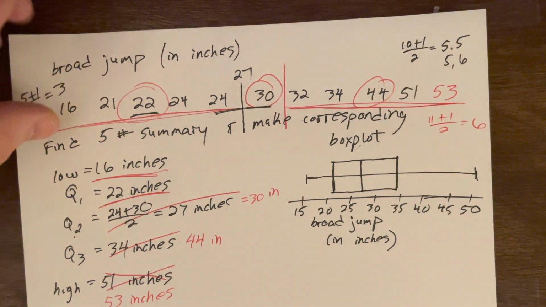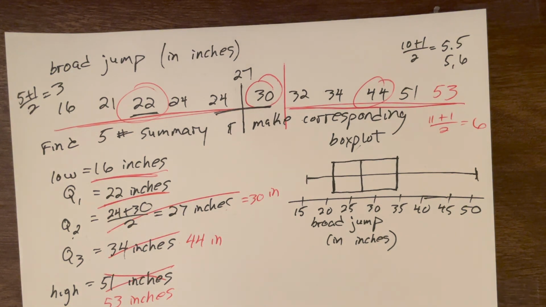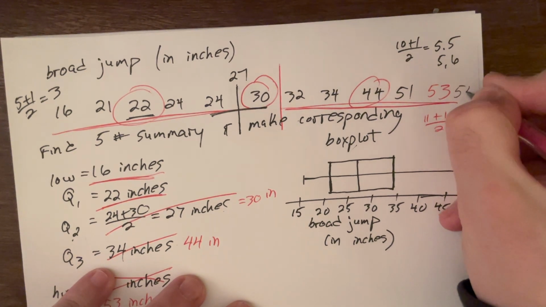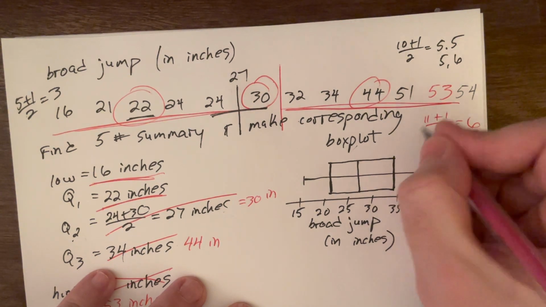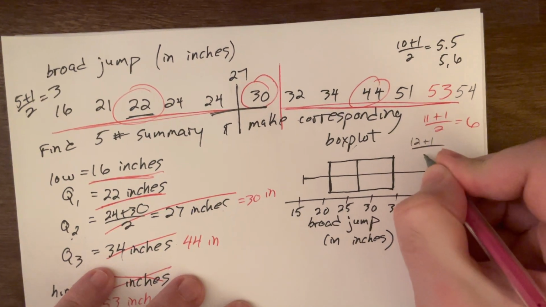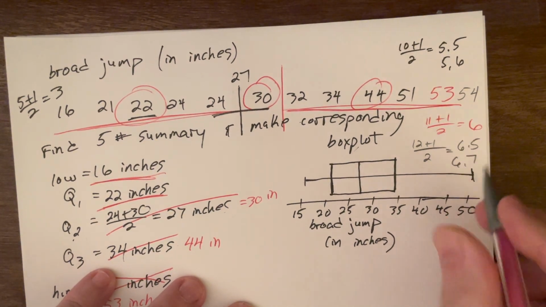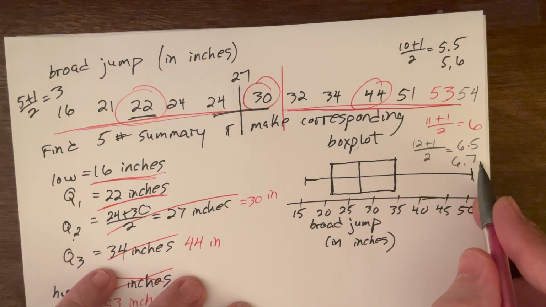One more change. This may start to get a little bit messier still. Let me try and use a pencil. So we added a 53, and now let's also add in a 54. Now we have 12 total. So now we would get 6.5. So now we're getting a middle 2 again, but now it's the 6th and the 7th middle values.